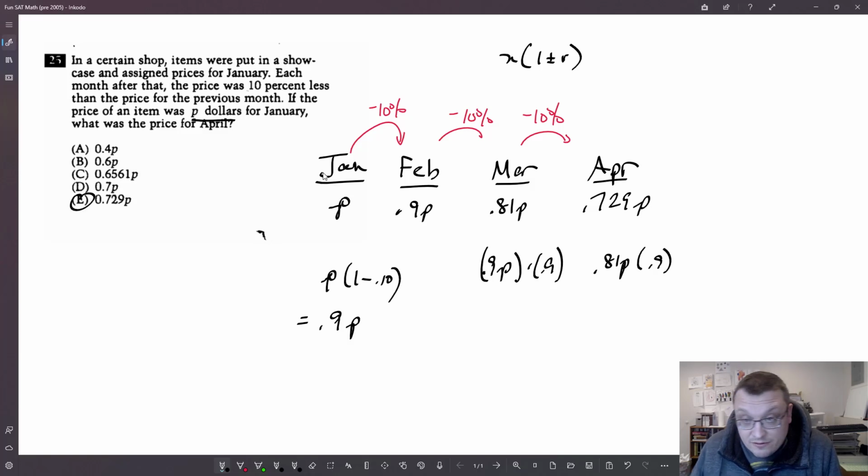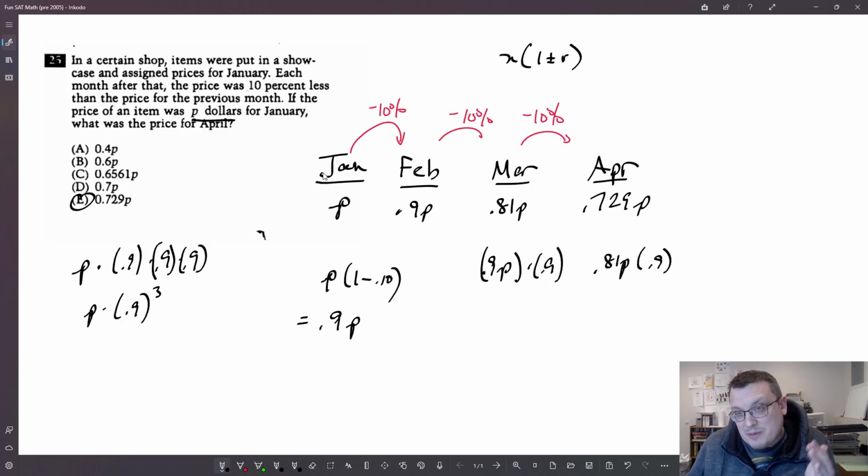Now, actually, you could have done this in one step. We could have done p times 0.9 times 0.9 times 0.9, each of these 0.9s representing a 10% decline. You can also represent that as p times 0.9 cubed, and this, by the way, shows us how exponential change, exponential growth, exponential decay is just repeated percent change. You're just applying a percent change a certain number of times.